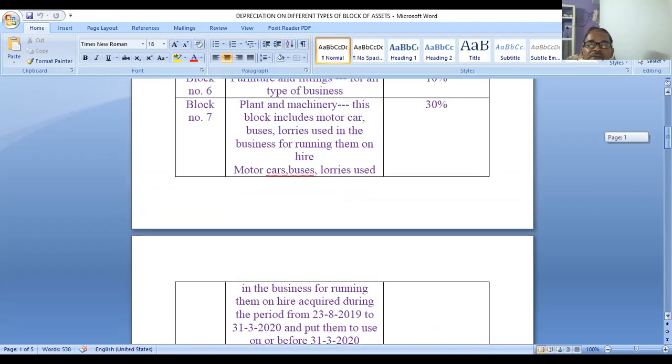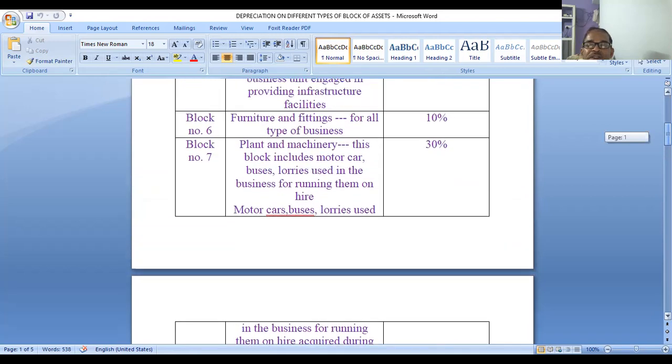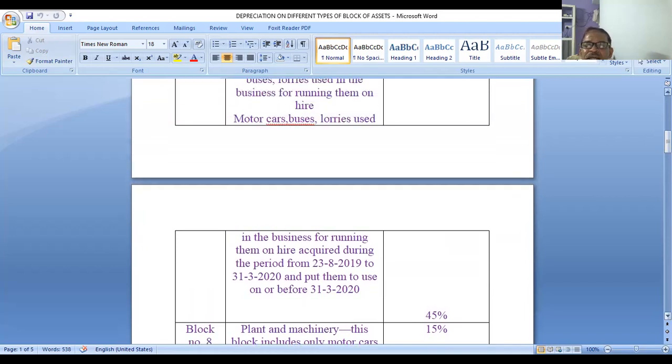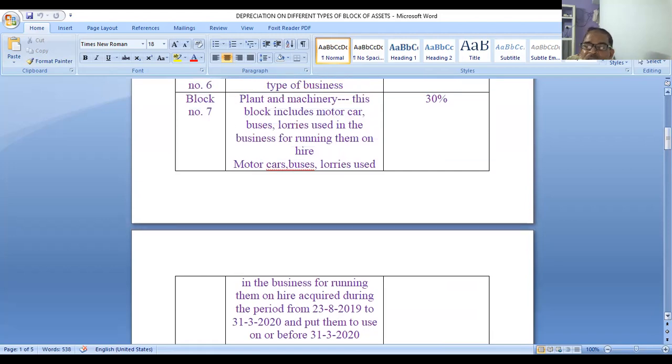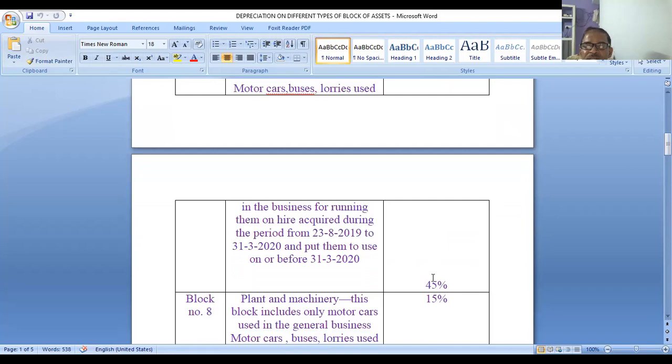In the previous one, there is no date. Suppose you buy machines like buses or motor cars or lorries, but if you purchase during this period and use them during this period, 45%. If no date is mentioned, straight away you have to calculate depreciation as 30%. If dates are mentioned in the problem, then you have to calculate 45%.